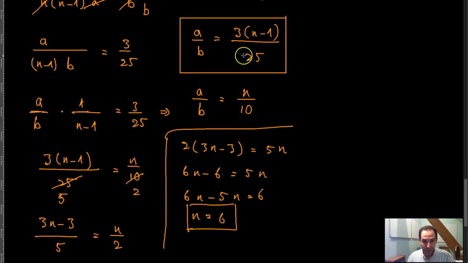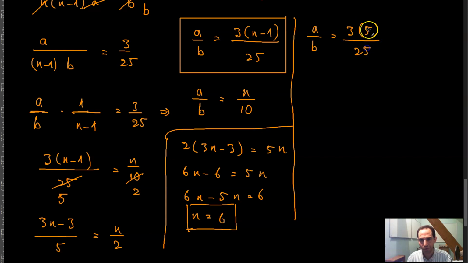So now if n is equal to 6, you can now solve for a and b, meaning that from this equation, if n is equal to 6, you can write a divided by b is equal to 3 times 6 minus 1 is equal to 5 divided by 25, so that you can cancel out. A divided by b is equal to 3/5, and if n is equal to 6 here, this becomes a divided by b is equal to 6 divided by 10, which is 3/5. The same thing. Okay.